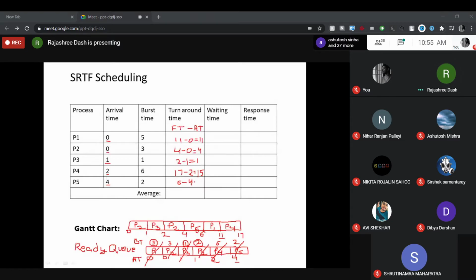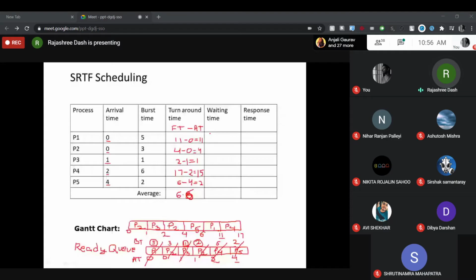6.6. The same problem when we solved using non-preemptive SJF, it was 6.8. The same problem using FCFS gave the average turnaround time 9.4. Sorry, here it was 6.6, with non-preemptive SJF it was 6.8. But here it is 6.6. So what do we find? Preemptive SJF is better compared to non-preemptive SJF.